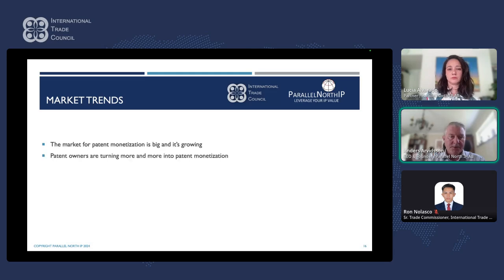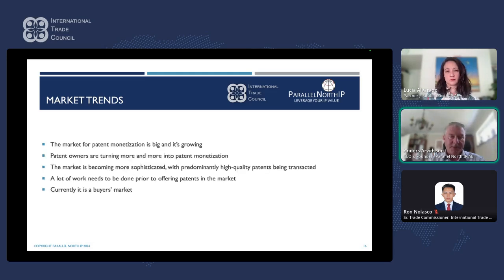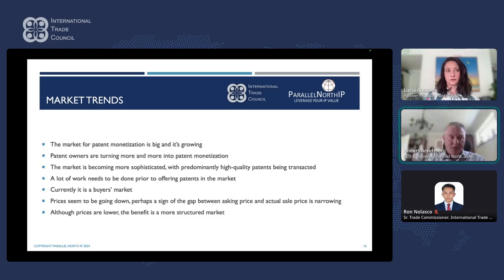And so the conclusion is that the market for patent monetization is big and it's growing. You have owners that are turning more to patent monetization, meaning that they are more aware of it. So there's an awareness in the market. You can also see more structured deals, meaning that they are more sophisticated. And one thing that is key in this market is that you have high quality assets. What we mentioned before, the FBs are more selective, and if they see that the risk is too high, they will normally back out from a buy of the patents.